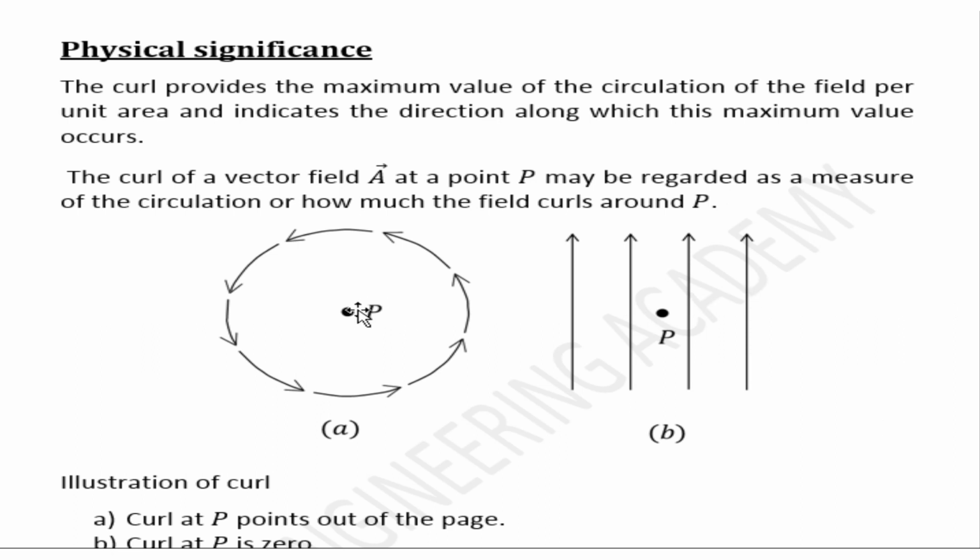Here the curl at the point P is out of the page. And what about the curl at this point P? Here the curl will be 0. Why? Because there is no rotational vector, or we cannot define any rotation over here. So here the curl is 0, and here the curl points out of the page. So curl is regarded as a measure of the circulation, or how much a particular field curls around a particular point P. That is the physical significance of curl.